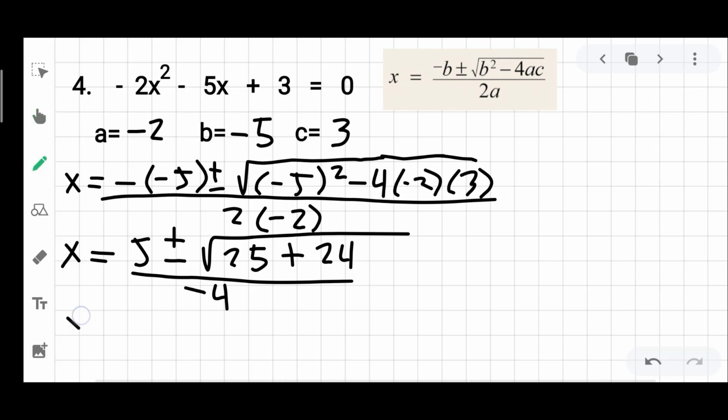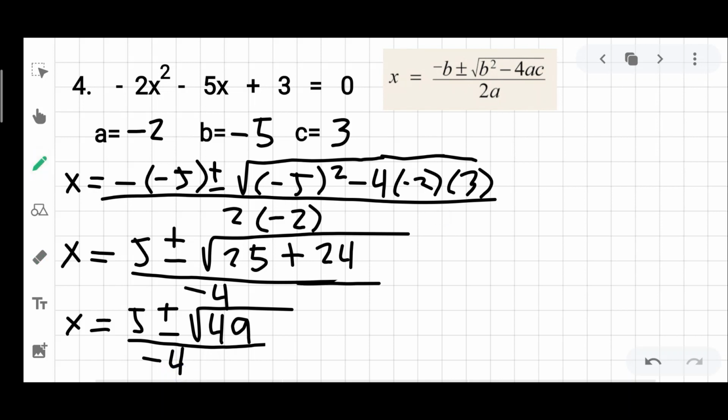So, bring down. X equals 5 plus or minus 25 plus 24. The answer is 49 over negative 4. X equals 5 plus or minus. Anong square root ng 49? Ang square root ng 49 is 7 over negative 4. Ngayon, pwede na tayong mag-solve for the first solution. So, we use the positive sign first.